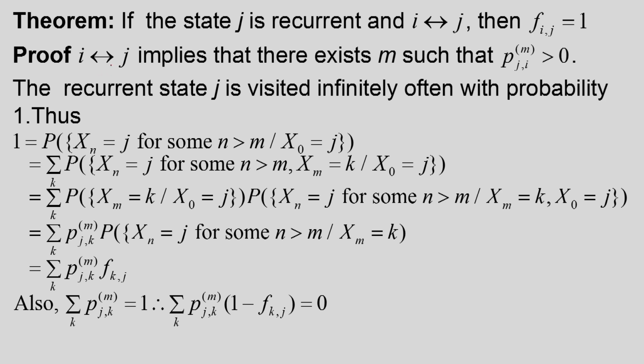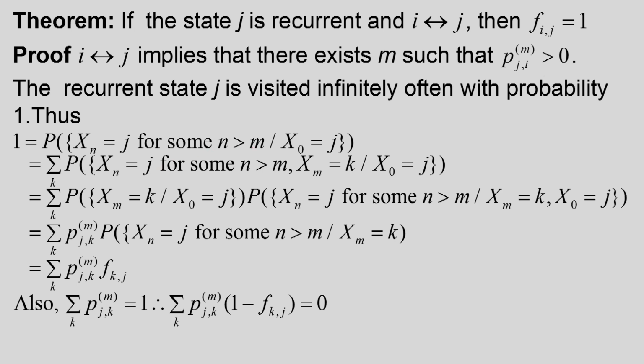Now i communicates with j. What does it mean? It implies that there exists m such that P_ij^(m) must be greater than 0. Now this state j is recurrent, that means it is visited infinitely often with probability 1. So this also follows from the property of Markov chain. Therefore we can write 1 is equal to the probability that X_n is equal to j for some n greater than m, given that X_0 is equal to j. This probability must be equal to 1 because state j is recurrent.